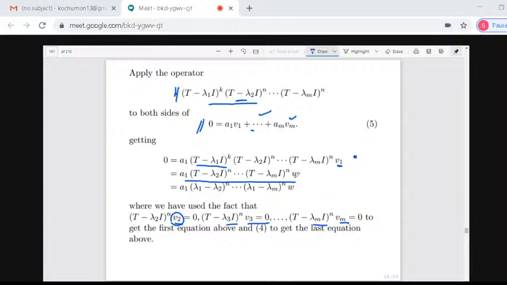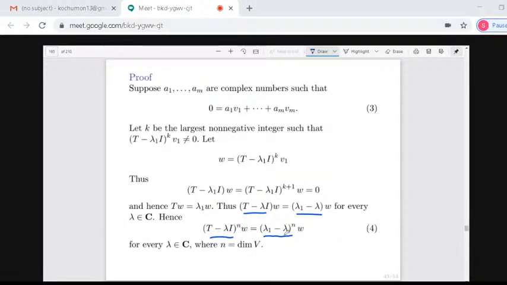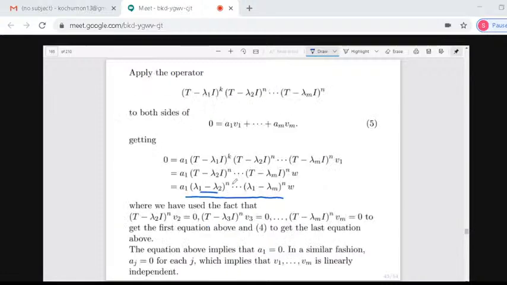That means that 0 is equal to a1 (λ1 − λ2)^n ... (λ1 − λn)^n, because we also noticed in the previous stage that (T − λ)^n w is always (λ1 − λ)^n w. That is the property of w. Because of that property, this becomes k (λ1 − λ2)^n ... (λ1 − λn)^n multiplied with w.